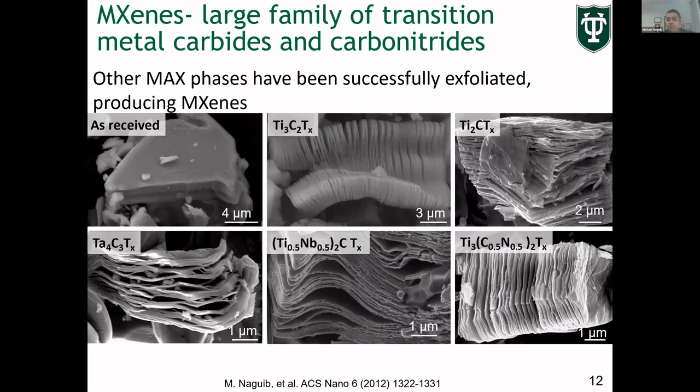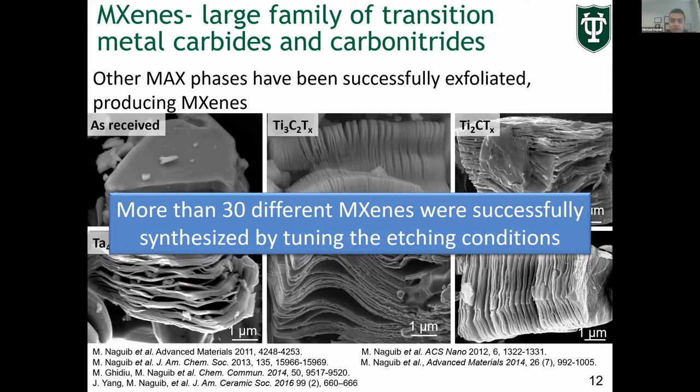Shortly after, we picked different subfamilies of the MAX phase, and we found that yes, we can actually etch the n equal 1, the n equal 2, the n equal 3. There was no n equal 4 at that time. So n equal 3, for example, like tantalum 4C3, n equal 1 like titanium 2C. And we managed to get them eventually by controlling the etching conditions, and we proved at that time that this is actually a big family of materials. Nowadays, there are more than 30 different MXenes successfully synthesized, and this is thanks to groups from all over the world.